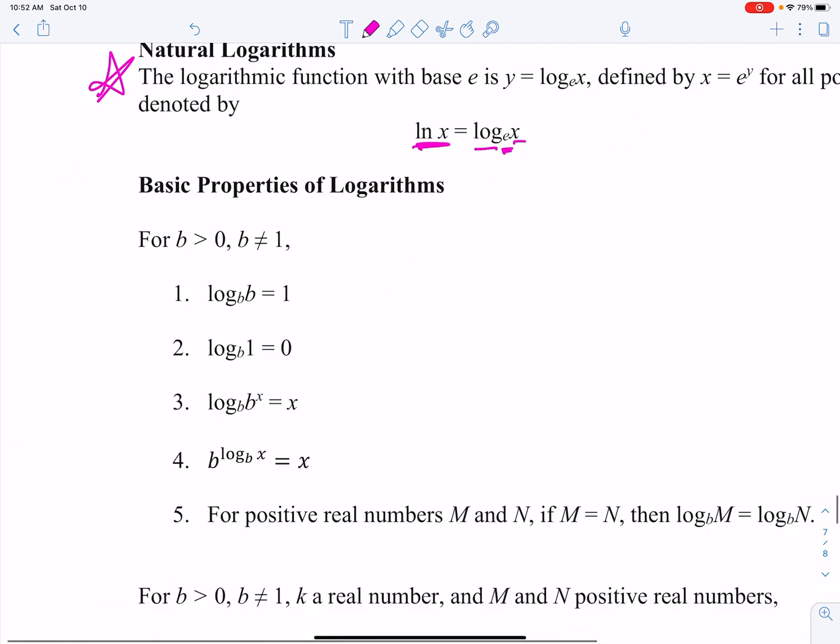Okay, properties of log, so that one's important, know that one. And these you should memorize, all these properties. Okay, you should have them memorized.